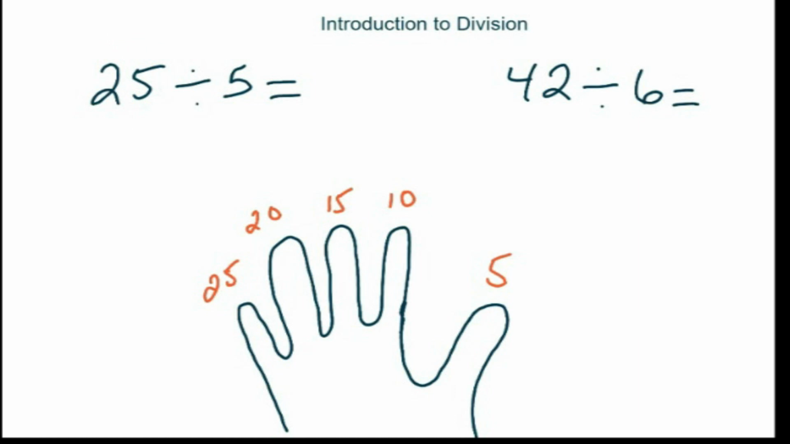Now, how many fingers did you count on before reaching 25? Correct. We counted on 5 fingers. Therefore, 5 goes into 25 5 times. 25 divided by 5 equals 5.